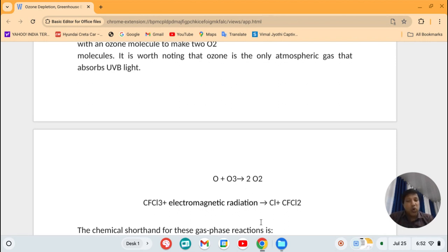Now we will see what is ozone depletion. In domestic refrigerators and air conditioners, we have chlorofluorocarbons, CFCs. When CFC leakage occurs from the refrigerators and air conditioners, the density will be low, so it will move upwards and reach the top of the stratosphere. There it absorbs the energy from the UV rays, and chlorine and CFCl2 will be formed. Chlorine will be liberated from the chlorofluorocarbon.